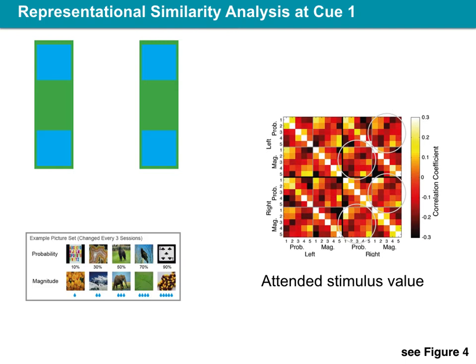the entire matrix. So what these reflect is a value response for the currently attended cue, irrespective of its spatial location, and also irrespective of whether it's a probability cue or a magnitude cue. In other words, it seems like low-valued pictures are positively correlated with other low-value pictures. High-value pictures are correlated with other high-value pictures, but low and high value pictures seem to be anti-correlated with one another.